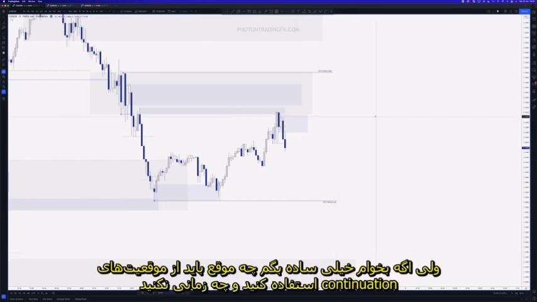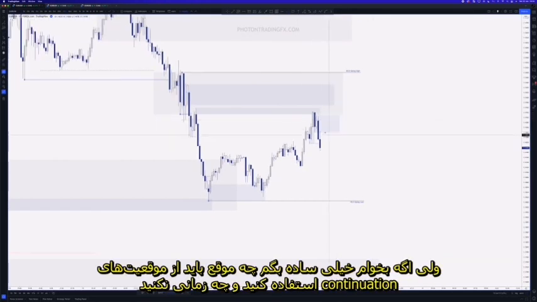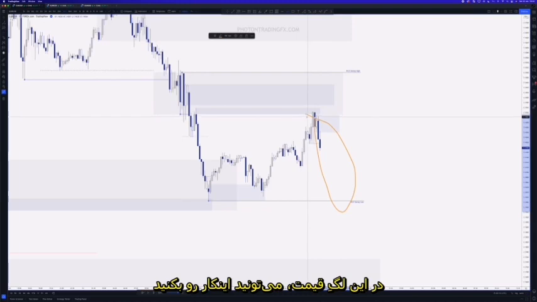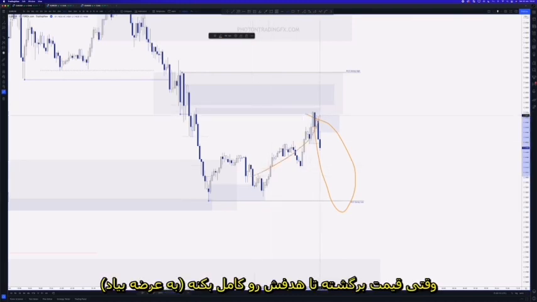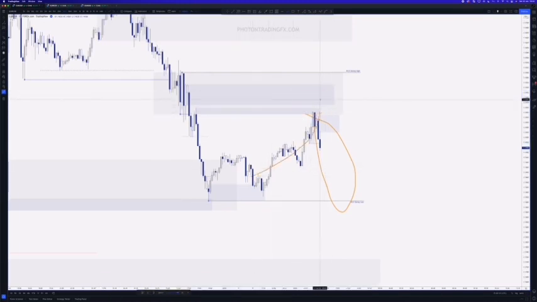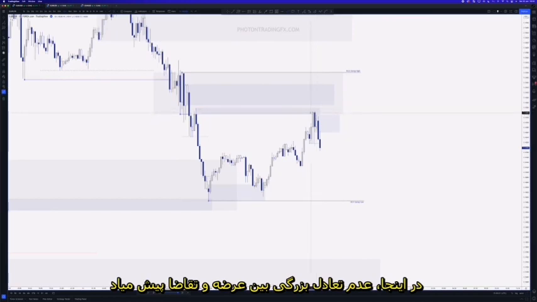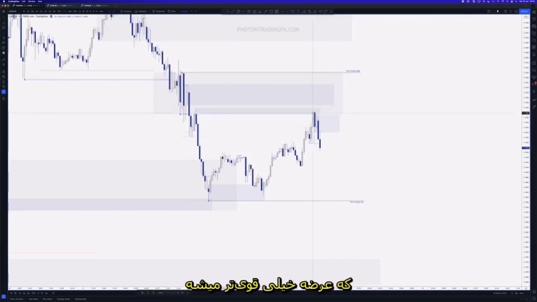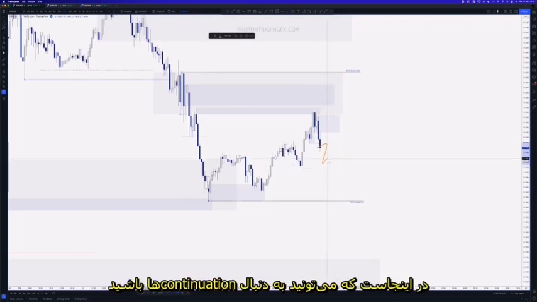But if I could simplify when to take continuations and when not to, this leg here is when you do it. When price has come back, it's fulfilled its objective, it's come into supply, right? This is where the overwhelming imbalance between supply and demand is going to occur, where supply is going to be the strongest, right? And this is where you can start to look for those continuations.